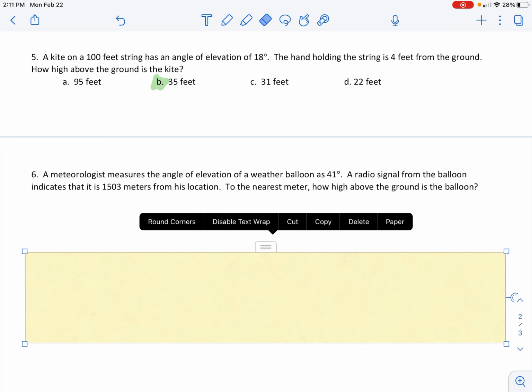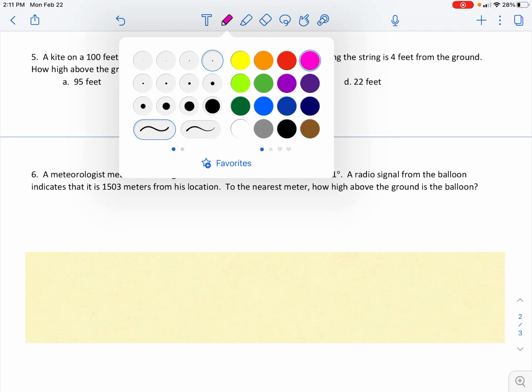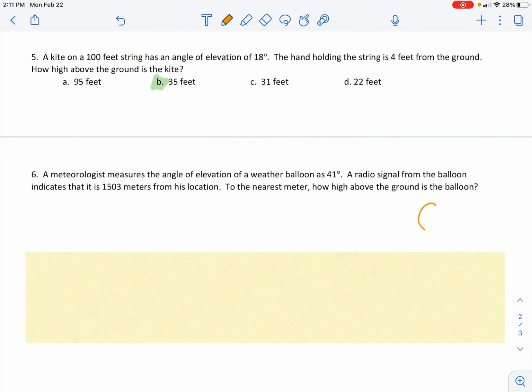Okay, so with number 6, it says a meteorologist measures the angle of elevation of a weather balloon as 41 degrees. So we have a weather balloon. Actually, let's make that look pretty. Okay, and it says the angle of elevation. So this is going to be our ground. This angle here of elevation is going to be 41 degrees.